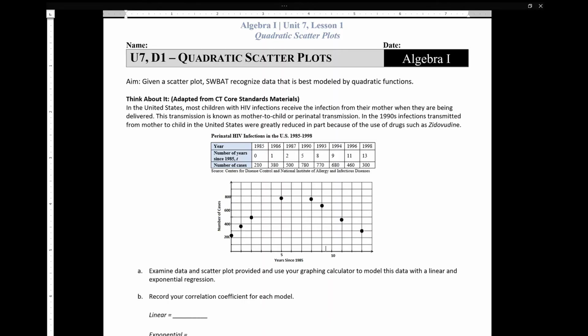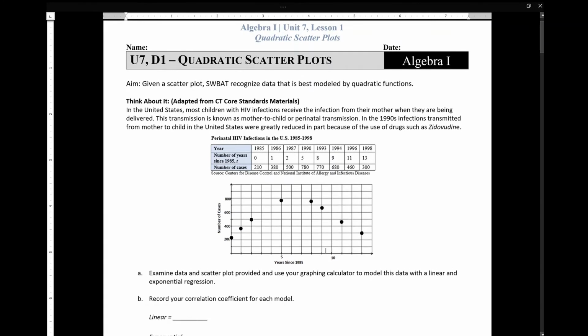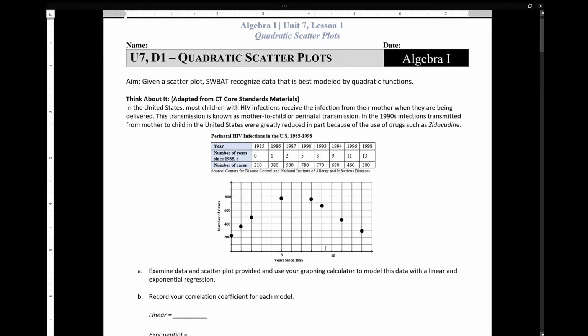Okay, Algebra. So today we're looking at Unit 7, Lesson 1 on quadratic scatter plots. Our aim is, given a scatter plot, students will be able to recognize data that is best modeled by quadratic functions.